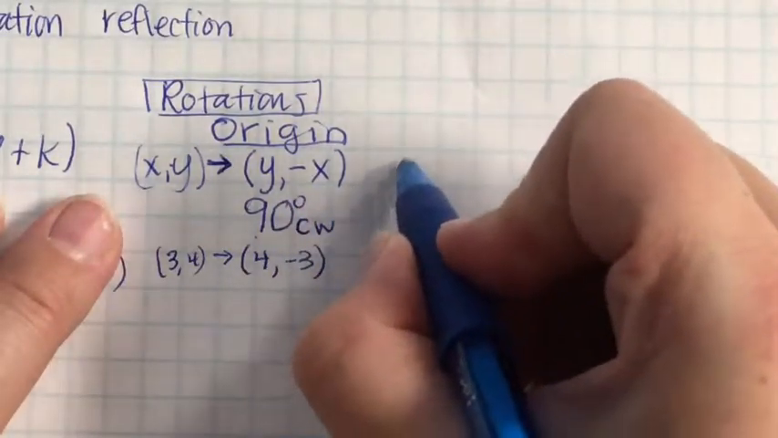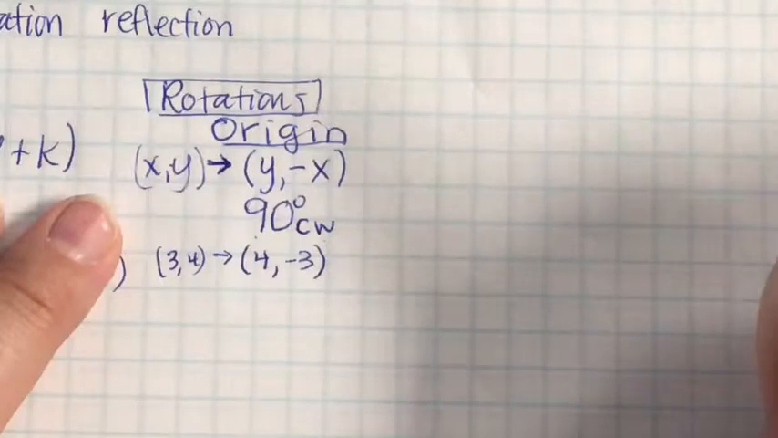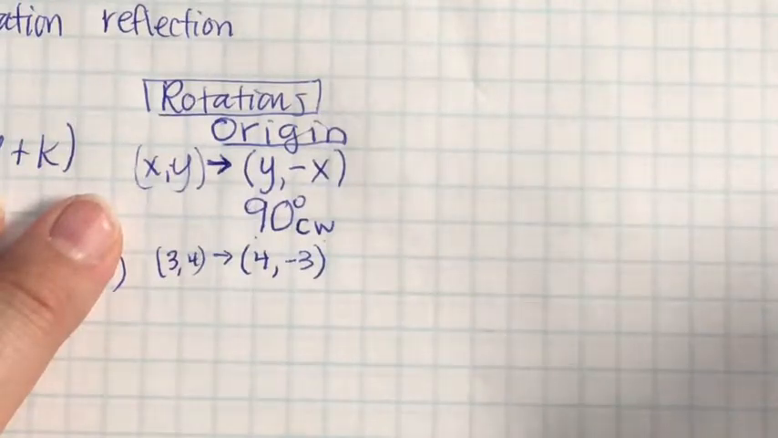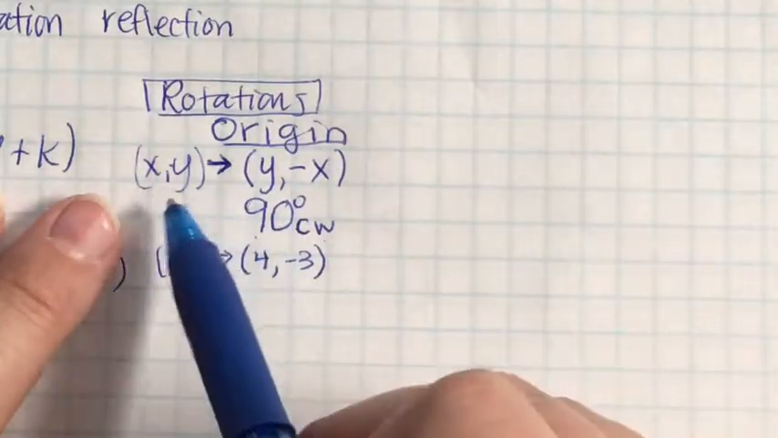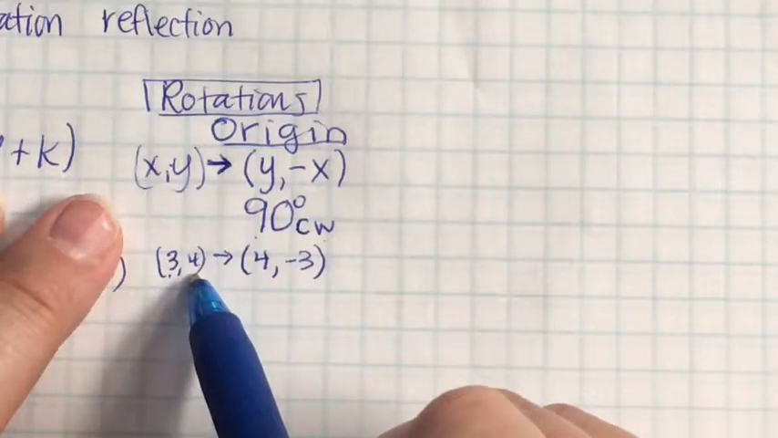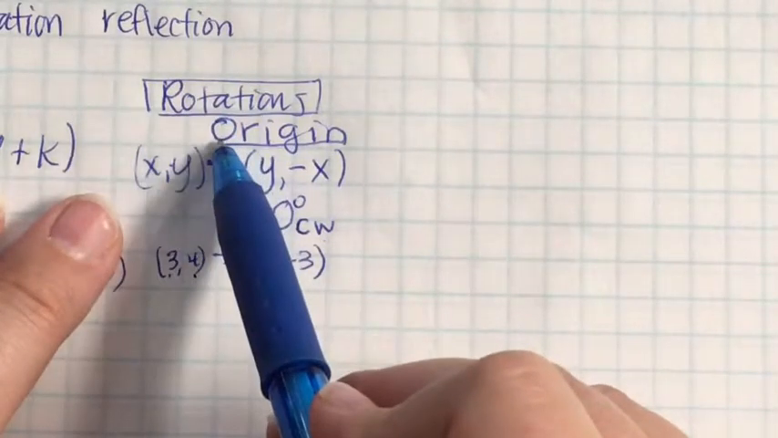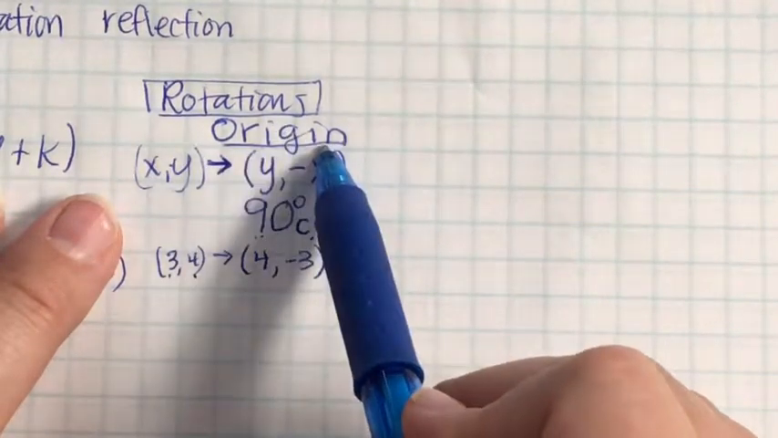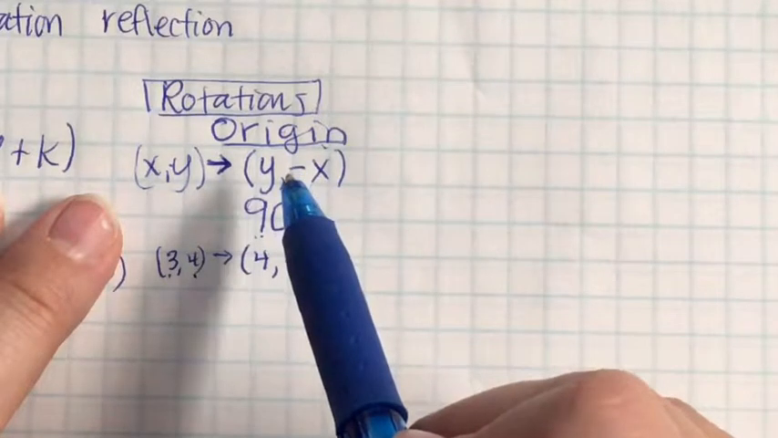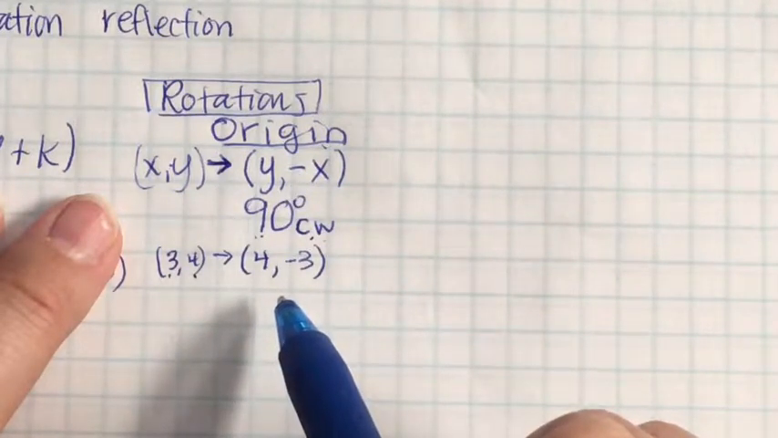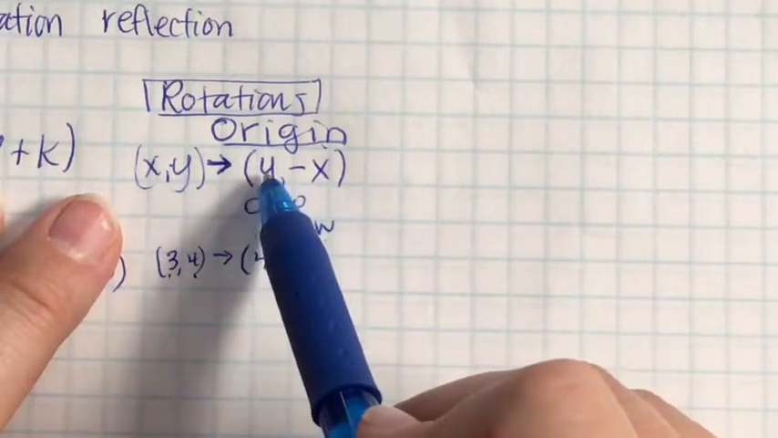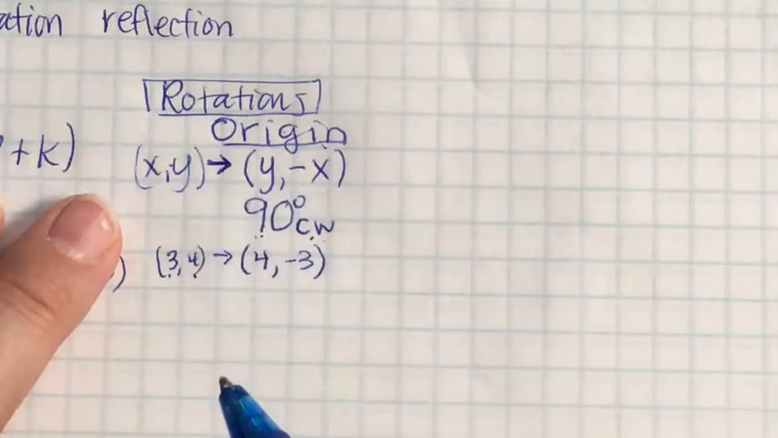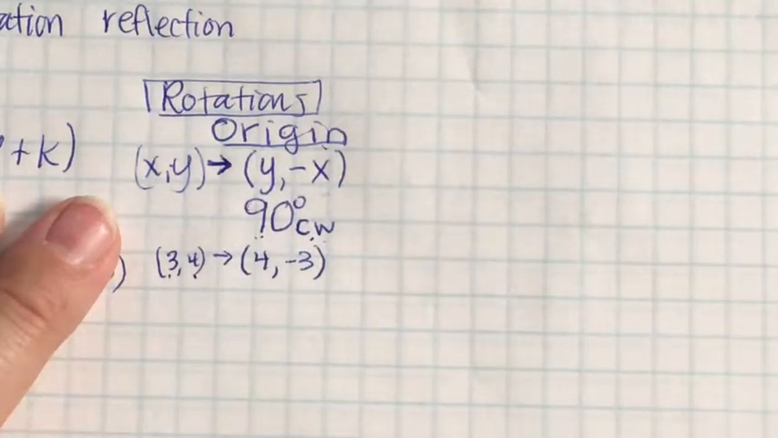It's 3, 4, and that's 4, negative 3. So if you had a point at 3, 4, and that point was rotated 90 degrees clockwise around the origin. But why is the 3 negative with 3 and 4? Because this is what happens to them. I can show you the picture. Would that help?